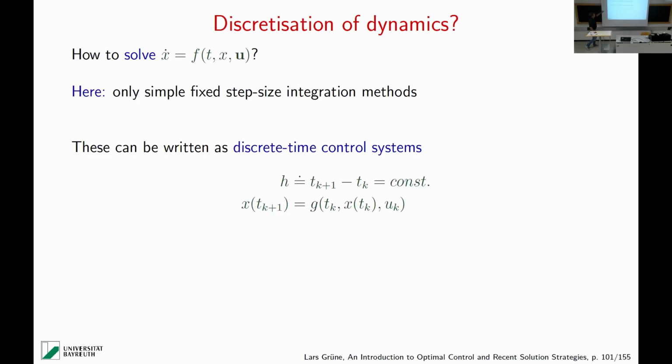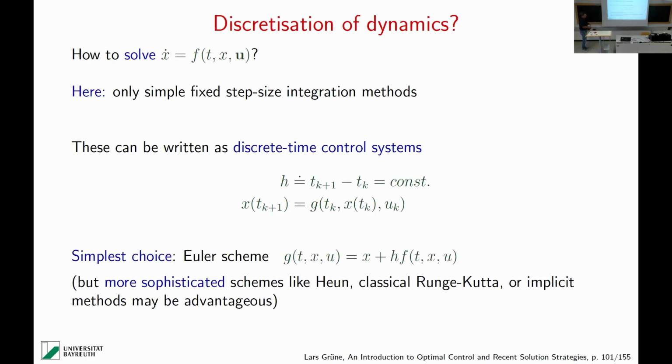I will just discuss fixed step size integration methods. We have a fixed step size called h here, which is the difference between two consecutive time instants. And then we write down some g of discrete time dynamics which map the previous state and the control that is active at this time interval to the state at the next time step. And the simplest choice, I already mentioned that when we discussed the Hamilton-Jacobi-Bellman equation, would be the Euler scheme. So g is just x plus h f(t, x, u).